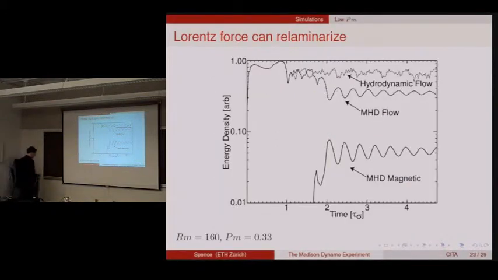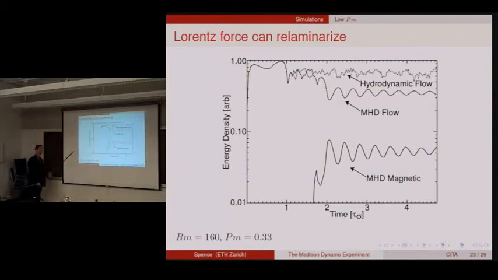As we lower the magnetic Prandtl number and the system becomes more viscous, we see other effects starting to kick in. This is an Rm of 160 with a Prandtl number of a third. In this case, we actually get what we've been calling relaminarization of the flow. So if we run this simulation without turning on the magnetic induction equation, just run the hydro case, you see that you get this turbulent flow with an energy up here.